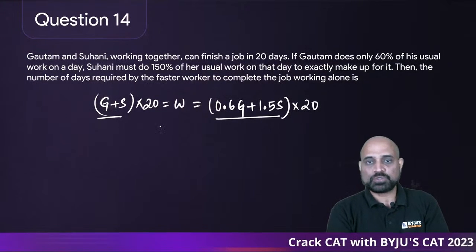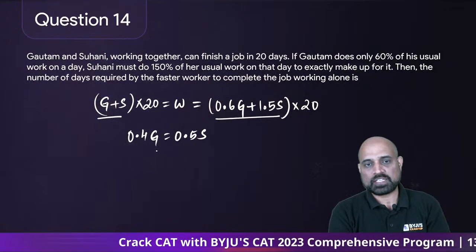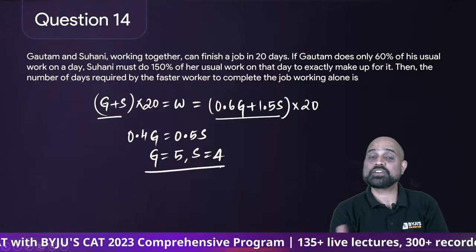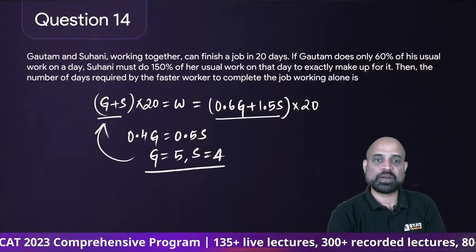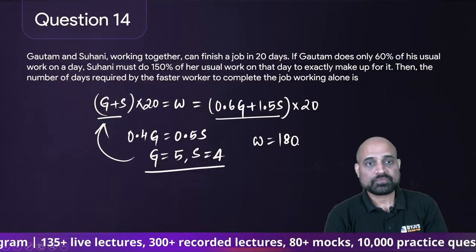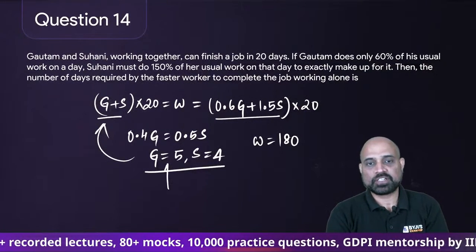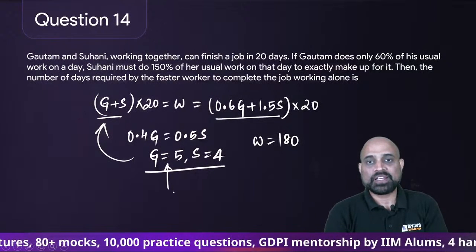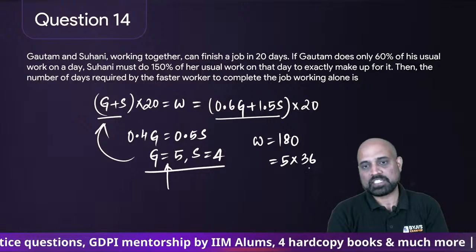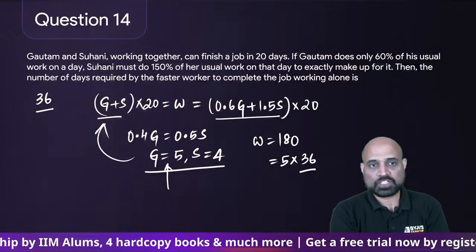Simply equating these two, we will get 0.4 G is equal to 0.5 S, or we can say G is equal to 5 and S is equal to 4. अगर G 5 और S 4 है, if we put it back, the total work will turn out to be 180. Now, the question is, the number of days required by the faster worker. The faster worker is Gautam, right? To complete the job working alone, ये 180 units अगर वो 5 की स्पीड से करेगा तो भाई साहब को 36 days लगने, right? So the answer is 36.